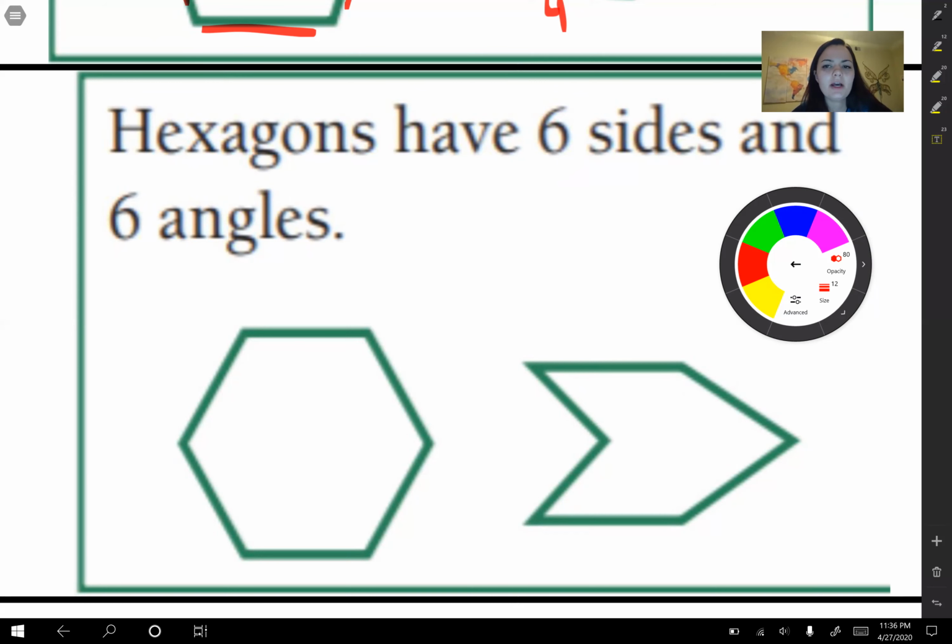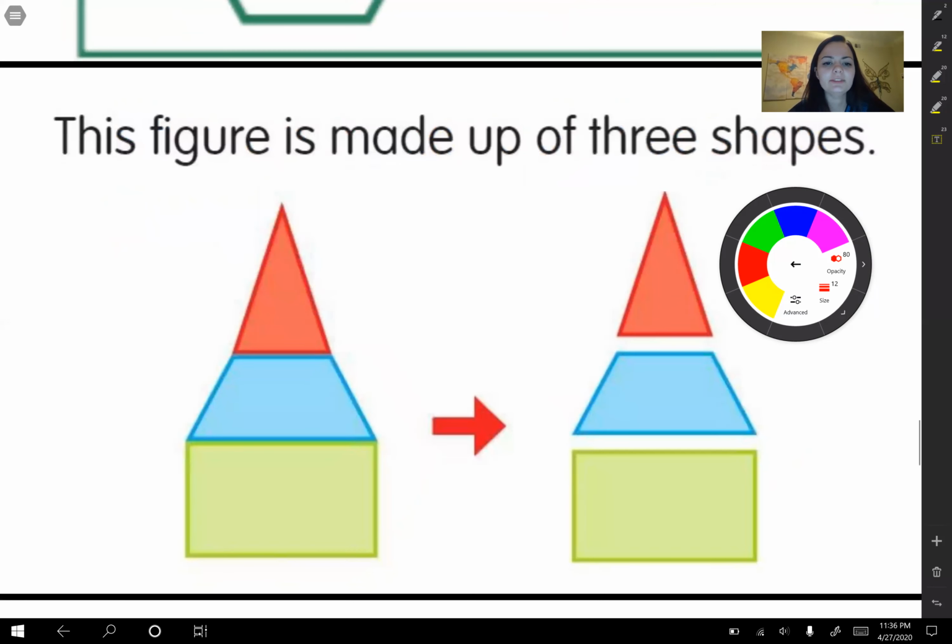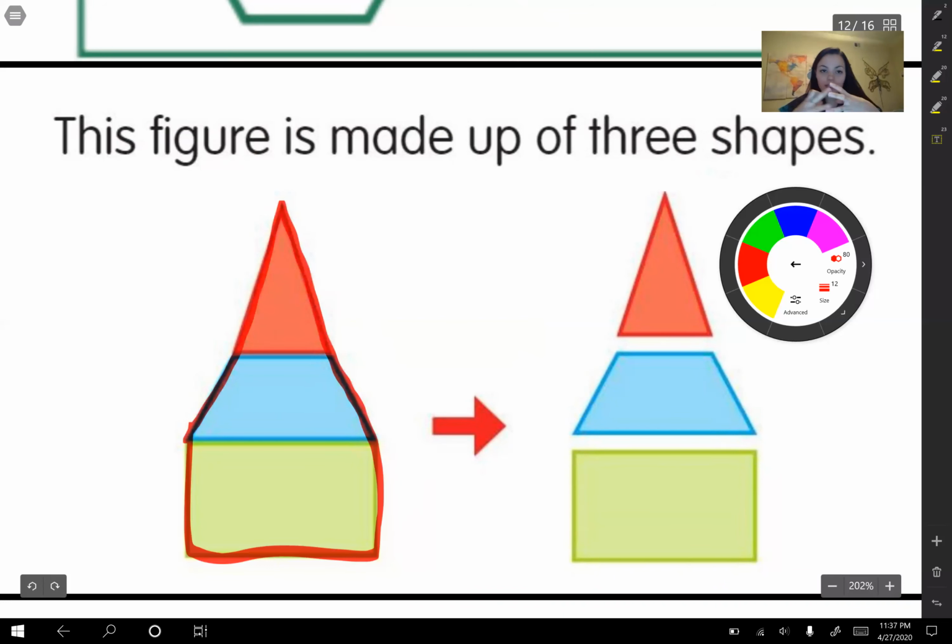This figure is made up of 3 shapes. So we've got a figure here and it has 1, 2, 3. Okay? If I take this, I can take this figure apart. This is one big shape. All that together is one shape if you put it together. But within that shape, I have more shapes. I have 1, 2, 3 shapes.